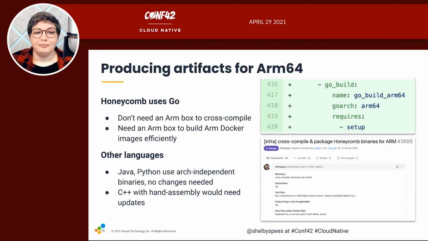I will say though, you do need an ARM machine to efficiently build ARM-compatible Docker images. At Honeycomb, we don't use Docker for any production workloads, just for internal branch deploys, so that wasn't an issue for us. For other shops, if you're on Java or Python, your binaries are already architecture independent. But for example, if you're running C++ with some hand assembly, you might need to update a few things.